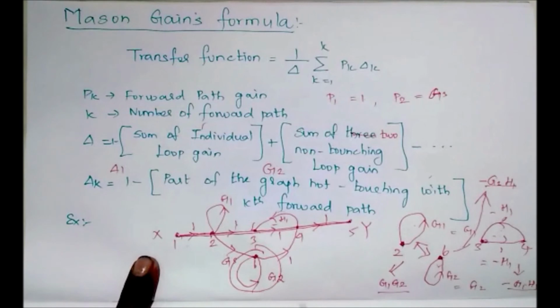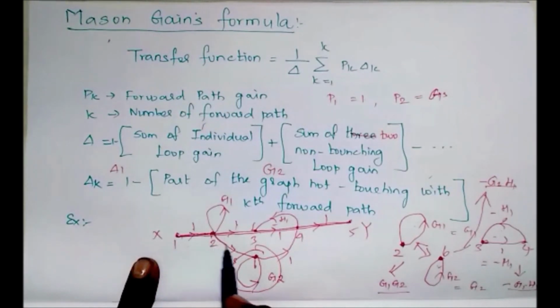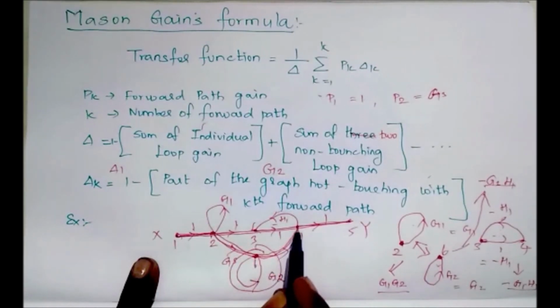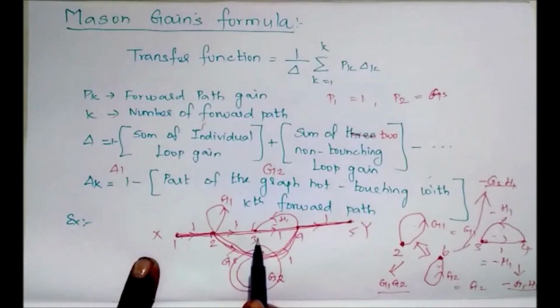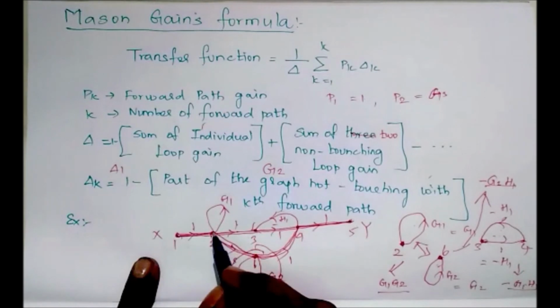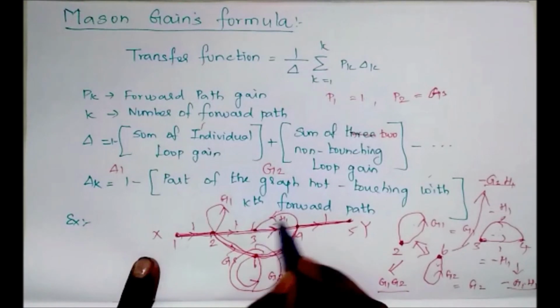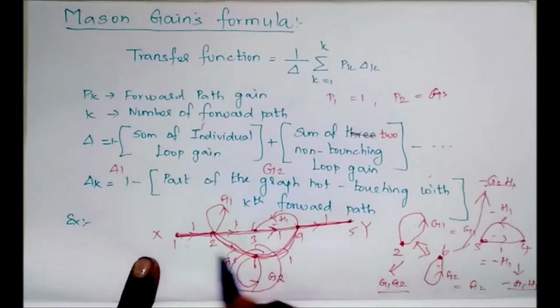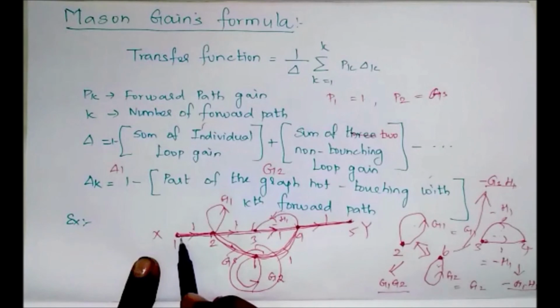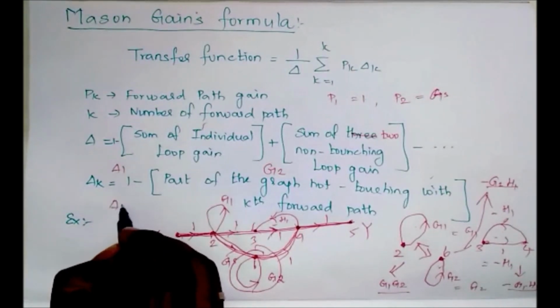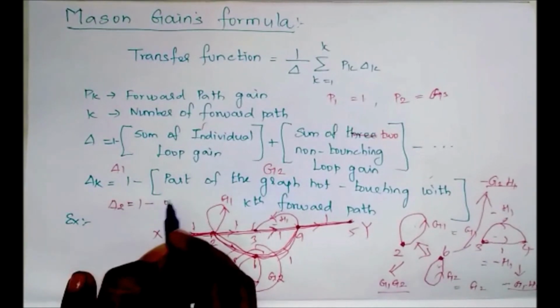Next, del 2. This is the second forward path. By excluding this path, in the given problem no branch is available. It means suppose we take this one, this is touching with 2. If we take this one, this is also touching with this point. If we take this, this is touching with this. Therefore for the second forward path no part of the graph is not touching. Therefore del 2 equal to 1 minus 0.